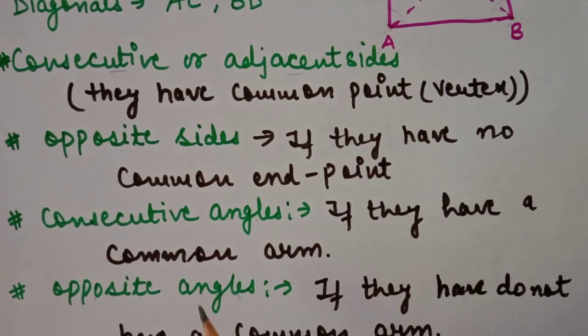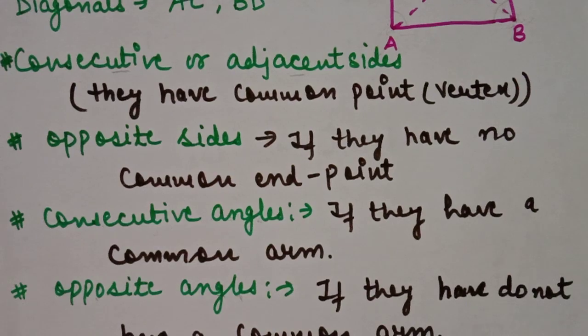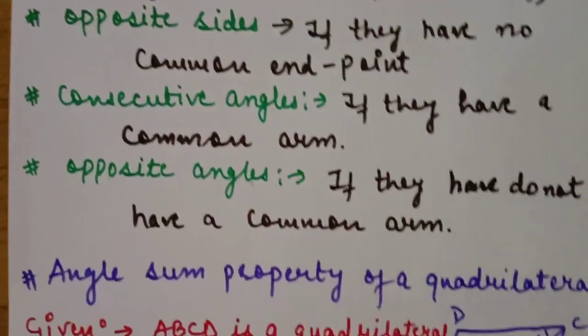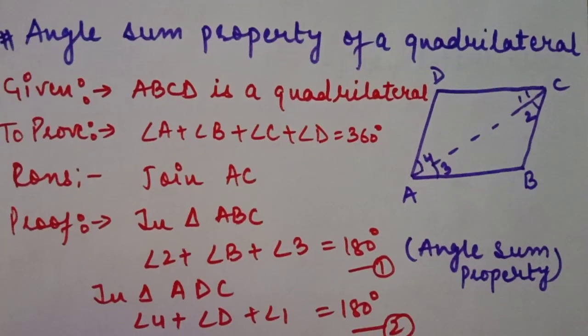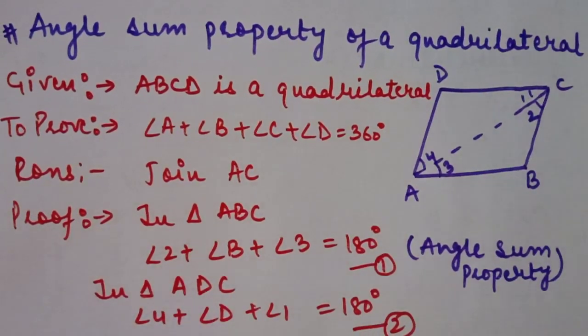Now we will switch to our next topic, angle sum property of a quadrilateral. This is your angle sum property of a quadrilateral. So students, now we learn what the angle sum property of a quadrilateral is.